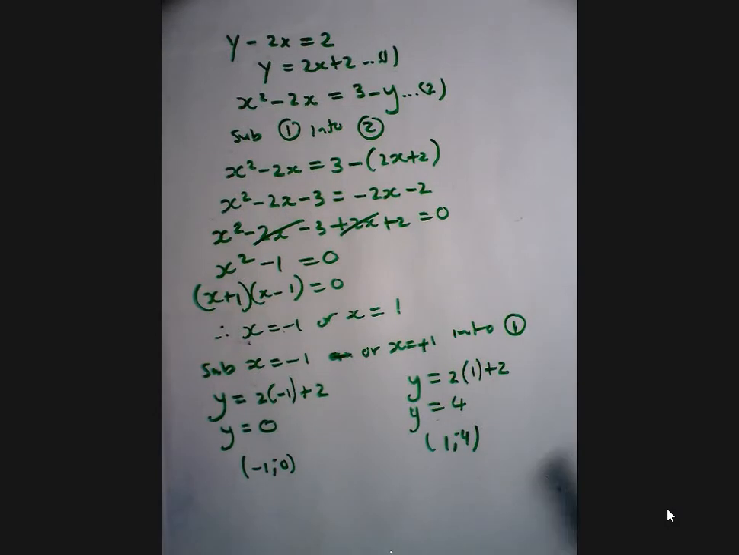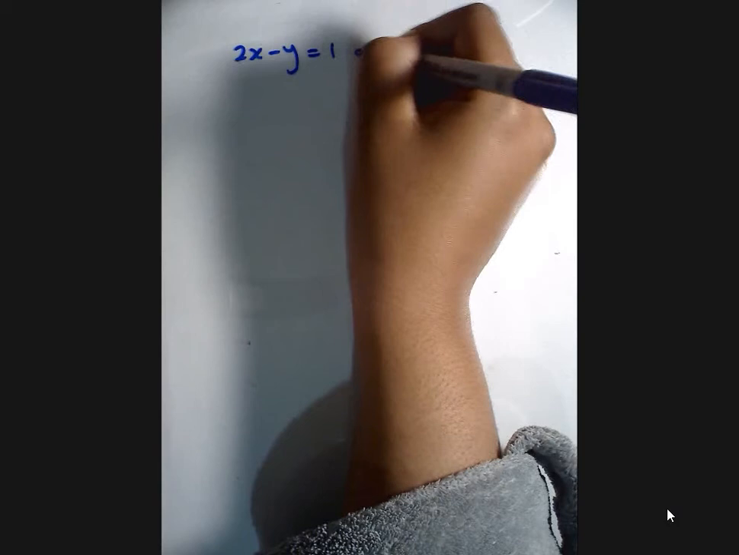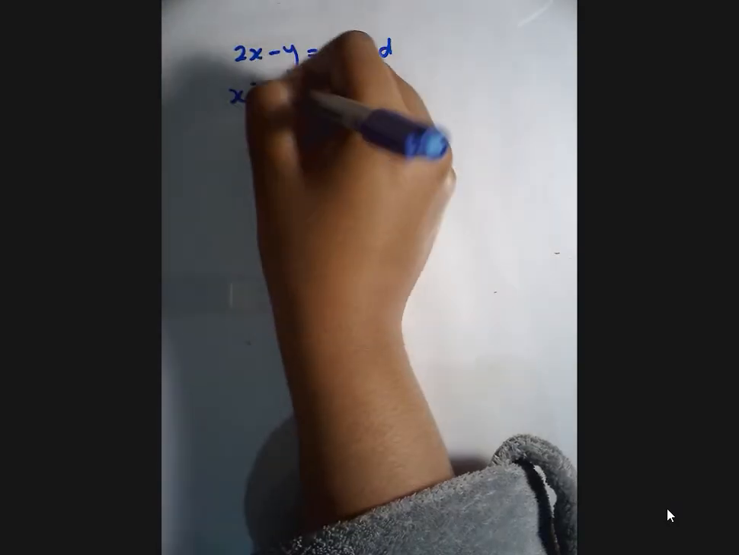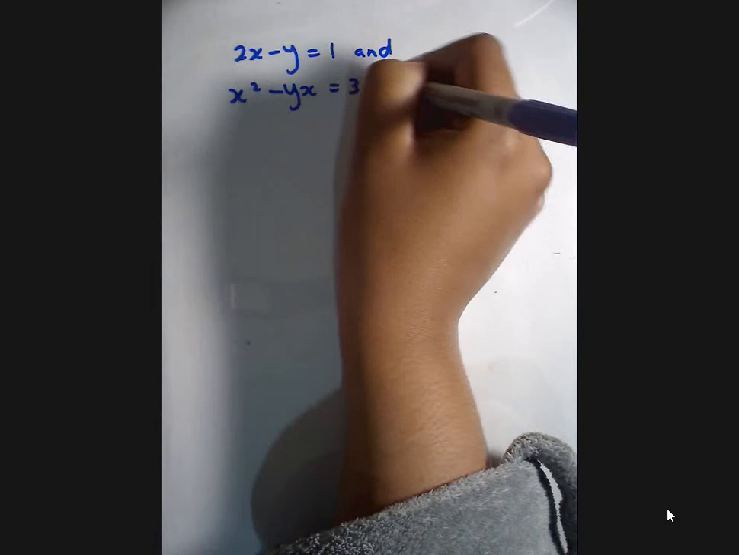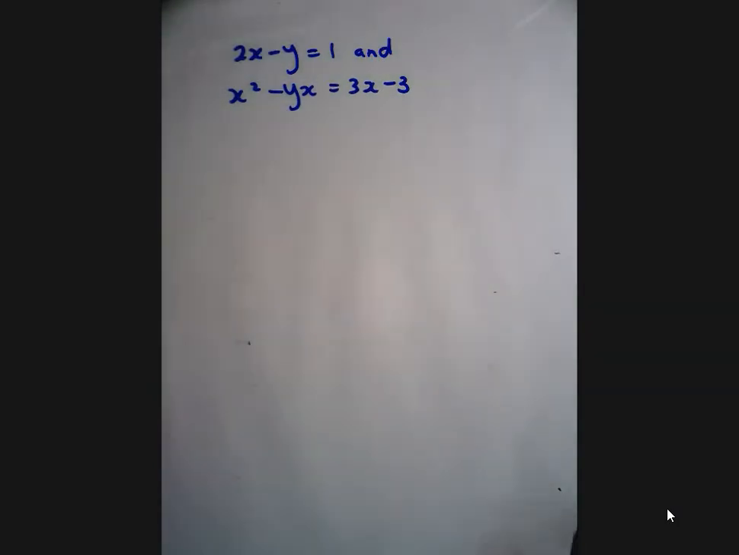Right. Then you're going to have another example. So let's do another example for you, a different type. So the different type is this one here. Maybe you can do it on your own. I think you should do it on your own. Remember, this is revision. I'm not teaching you the section again. Right. So 2x minus y is equal to 1, and x squared minus yx is equal to 3x minus 3. Right, so here it's a linear, here it's a quadratic, it's the same thing, you should do it. Right, so now I want you to go and pause this video and do it yourself and come back and see if your answers are correct.